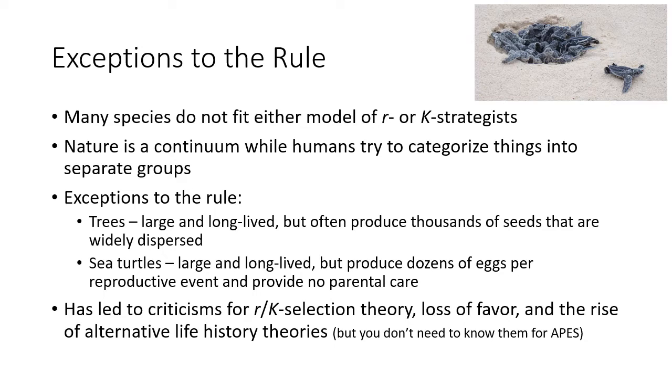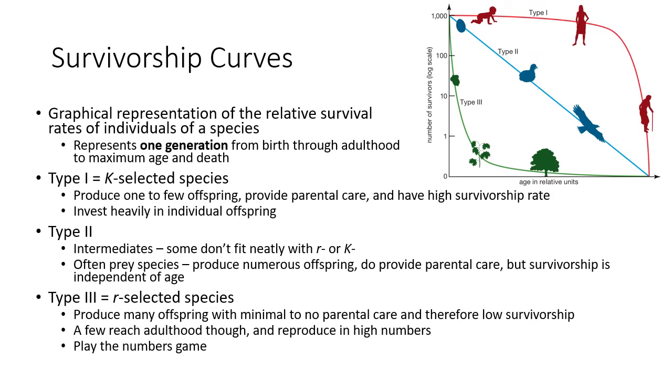Okay, so there is some criticism of R and K selection theory, and there is the rise of some alternate life history theories, but you don't need to know those for this class. R and K strategists are the only ones that you need to know for our learning objectives. And finally, survivorship curves. These are graphical representations. You'll see them pretty much always like that. Maybe some different organisms as exemplars, but pretty much like that.